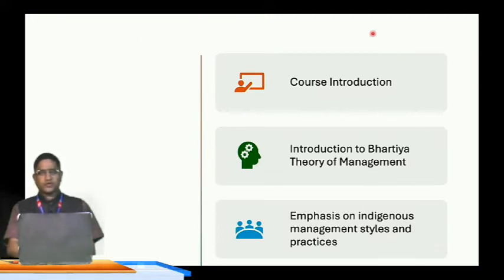Coming to the course introduction, that is Bhartiya Theory of Management Style, we would be speaking about the introduction of Bhartiya Theory of Management. This is something new that we would be giving to the students who are pursuing this course, and the emphasis would be on the indigenous management styles and the practices which the Bhartiya system, the Indian system, follows.